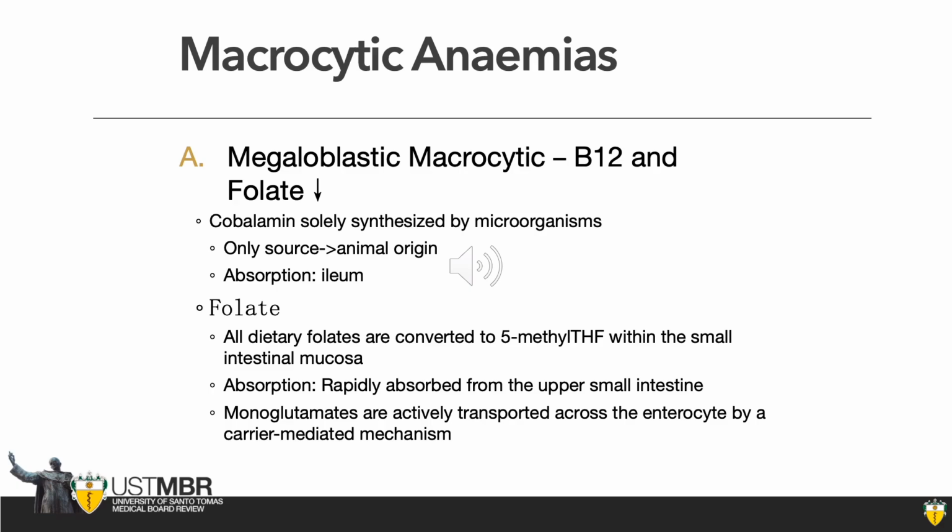While folate is more ubiquitous in the food that we eat, okay? So it will actually take a long time for deficiency to develop in a patient. And so most commonly, patients with macrocytic anemia would be asymptomatic unless the hemoglobin is less than, say, 7 grams per deciliter. Okay?